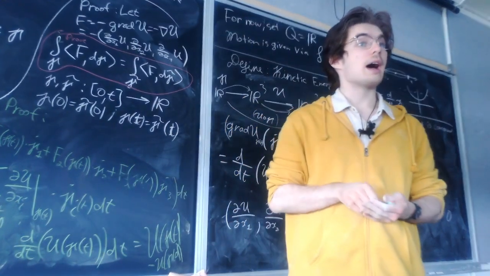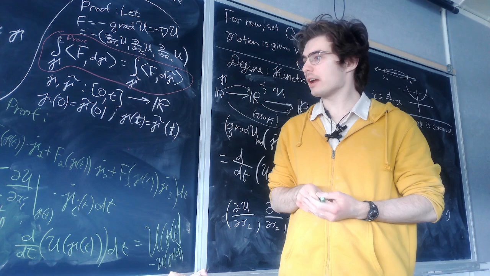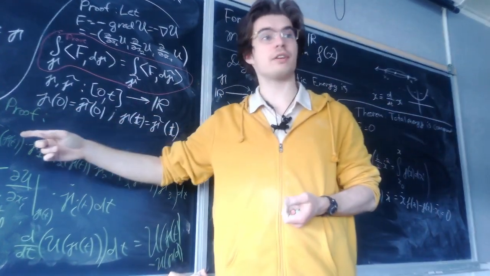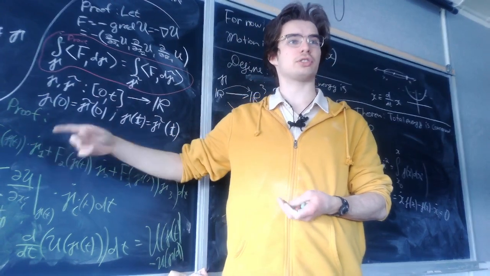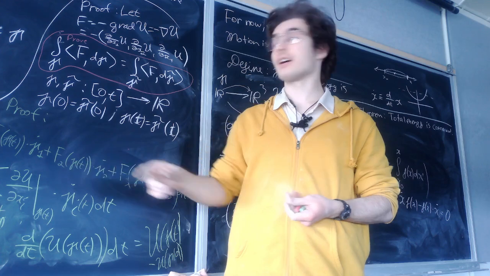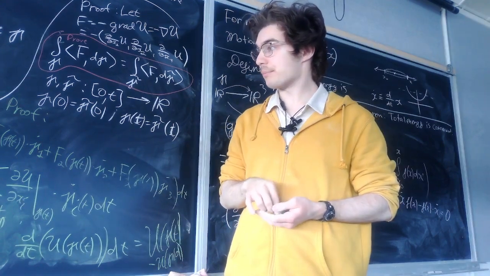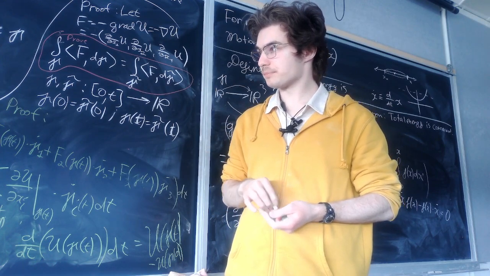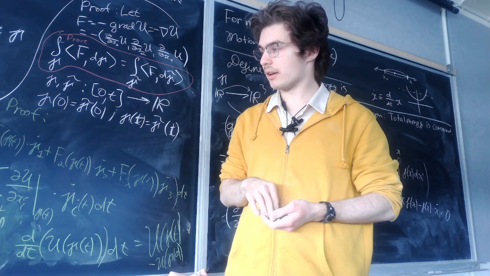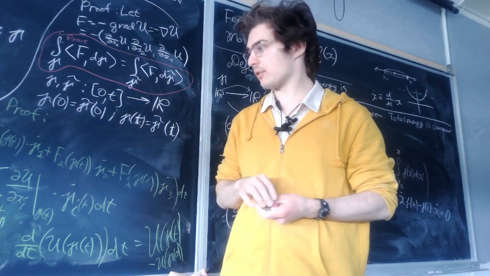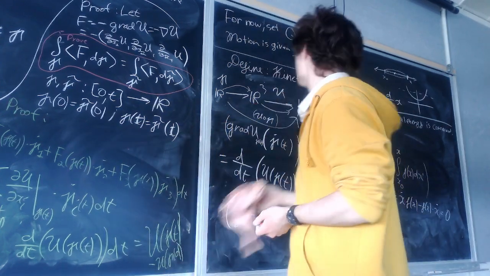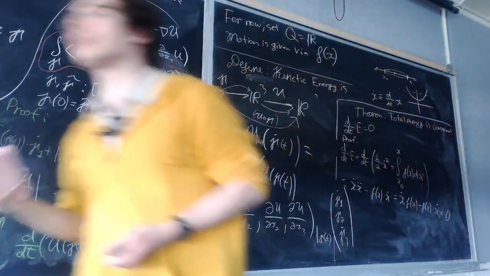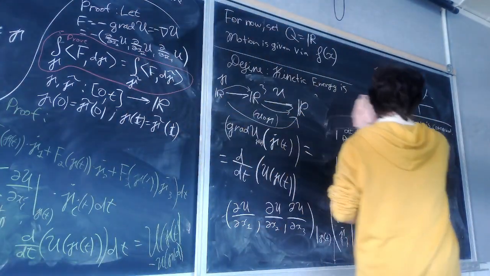That's fine. And now we would want to prove the opposite direction: that if f is a conservative force, then there exists a potential function u such that f is equal to minus grad u. I will simply write down what we are given, and then we'll stop.